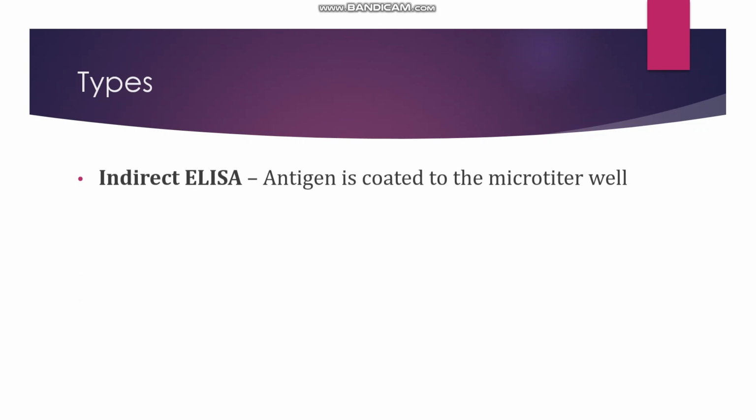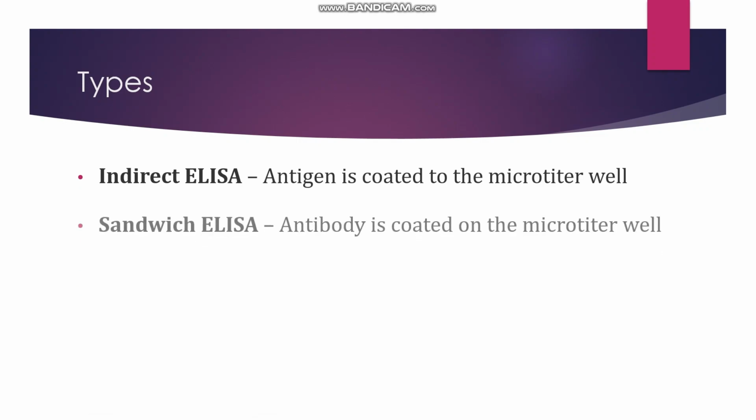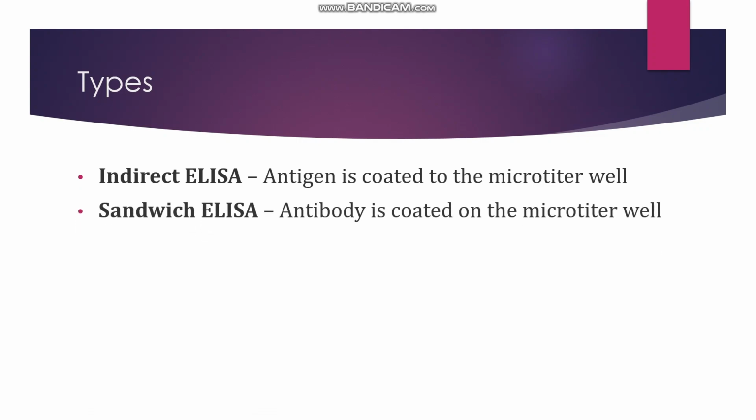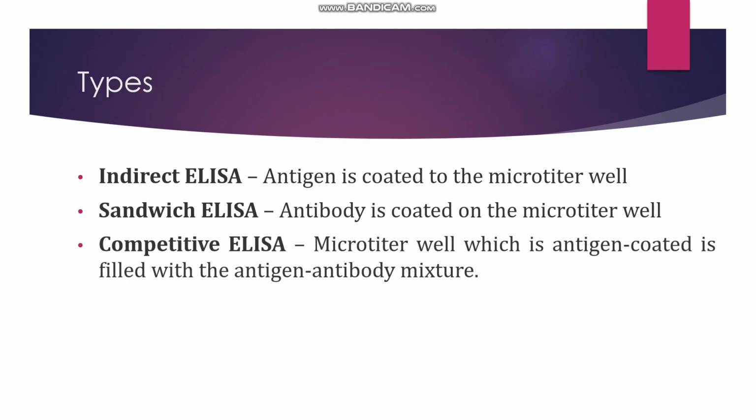Types. Generally, ELISA has three types. Indirect ELISA, antigen is coated to the microtiter well plate. Sandwich ELISA, antibody is coated on the microtiter well plate. Competitive ELISA, microtiter well plate which is antigen coated is filled with antigen antibody mixture.